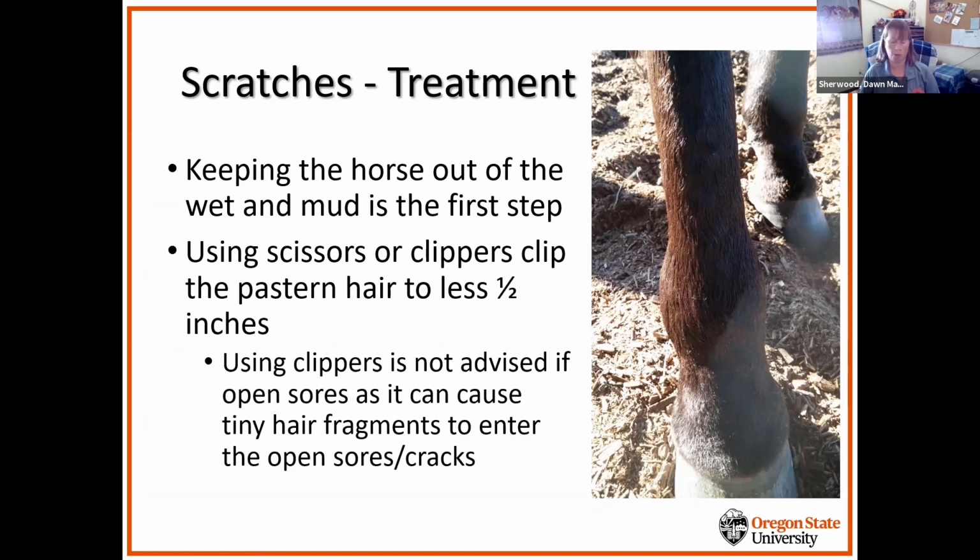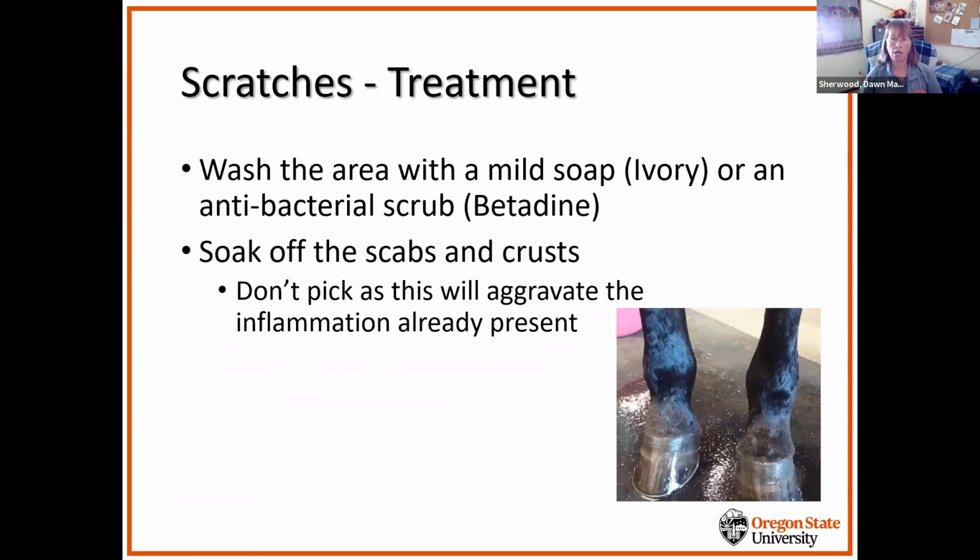One other thing to remember is a lot of the bacteria in particular are anaerobic, and that means they don't like oxygen. So what they do is they get behind the scabs, and that's where they sit and fester and hang out. So what we want to do is wash this area. You can use mild soap such as Ivory dishwashing soap. You can use betadine. My favorite thing to use is chlorhexidine gluconate surgical scrub. That's something you can get from your vet.